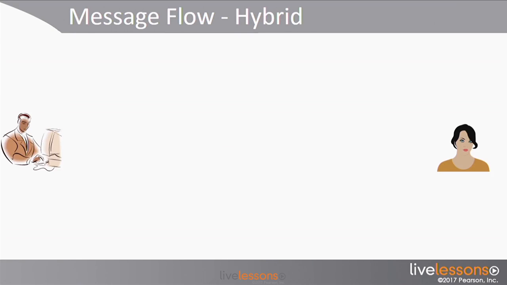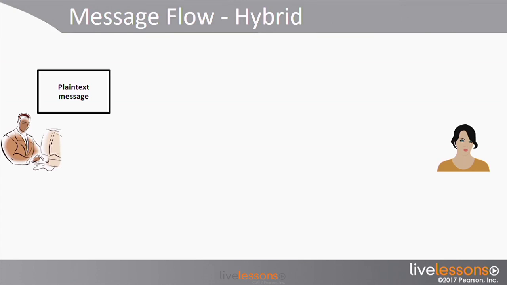But in reality, the message isn't going to flow like that. We're going to use a hybrid method. And that's because asymmetric cryptography is pretty resource intensive. So in most message flows, we're going to use some combination of both symmetric and asymmetric. So let's look at a hybrid.